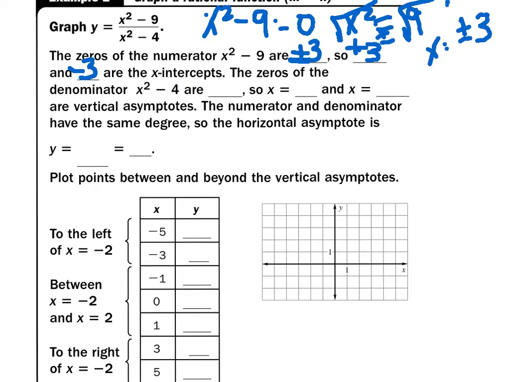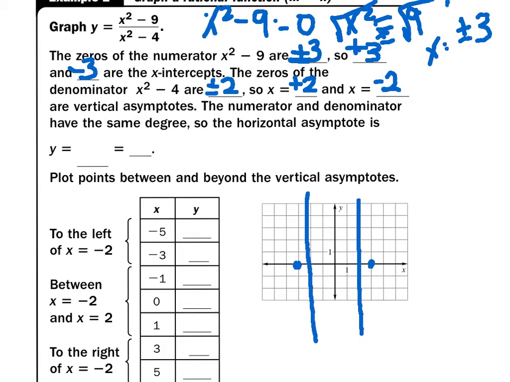Let's go down to the graph and put a point there. So here's the x line, plus 3, we're going to make a point. Minus 3, we're going to make a point. So it's going to curve through those points. Okay, the denominator, x squared minus 4. Let's set that to be 0. Add 4 to both sides, take the square root. So it's plus or minus 2. So x equals plus 2 and x equals minus 2 are vertical asymptotes. Let's draw those lines in, plus 2 and minus 2. The graph can't cross or touch those lines.